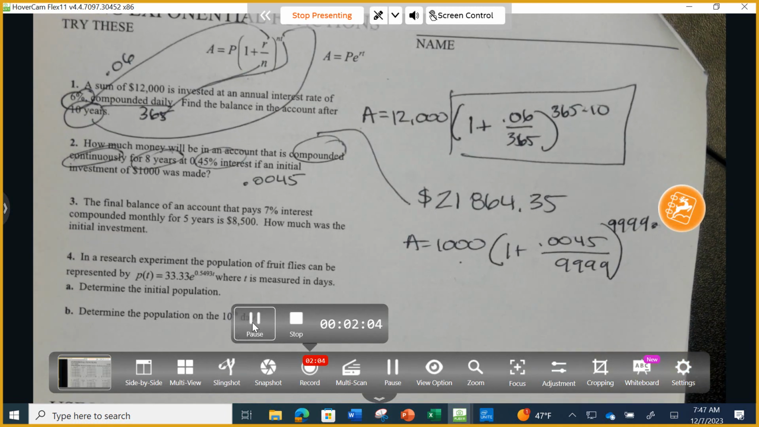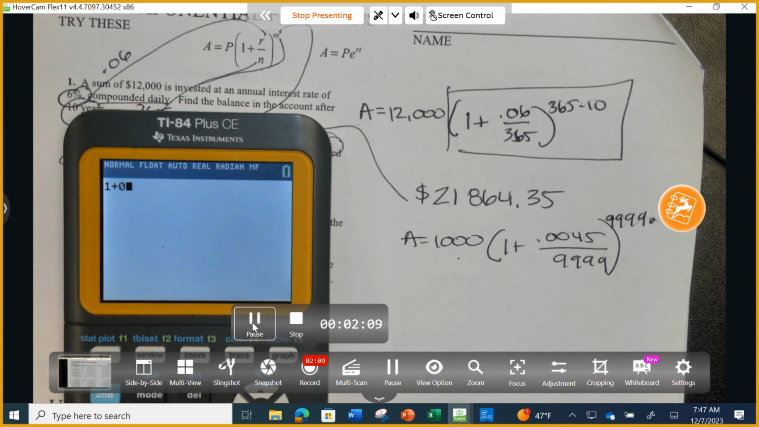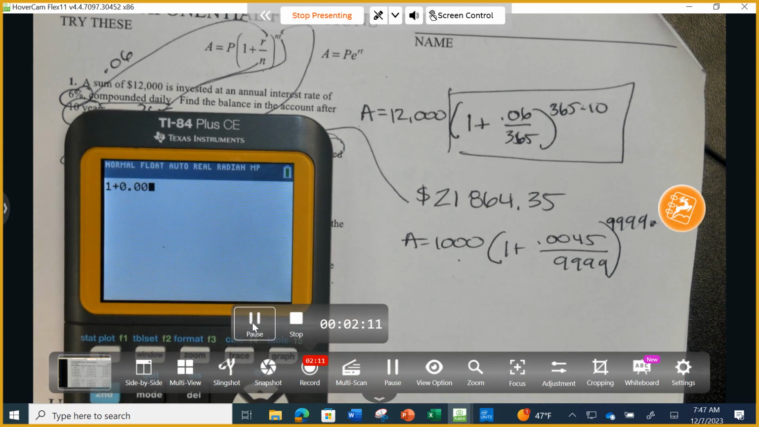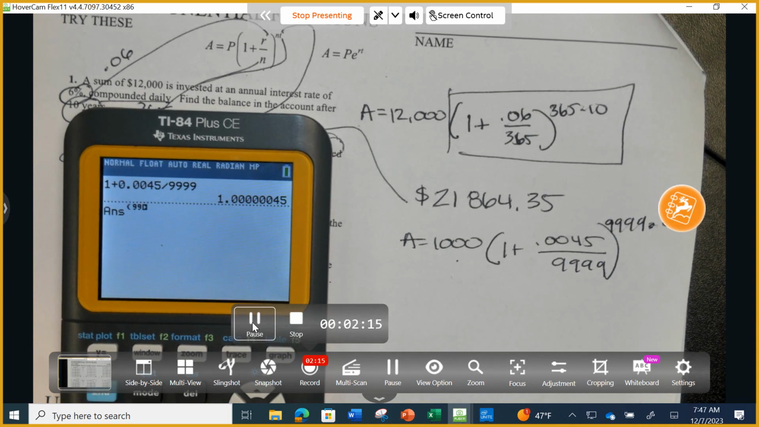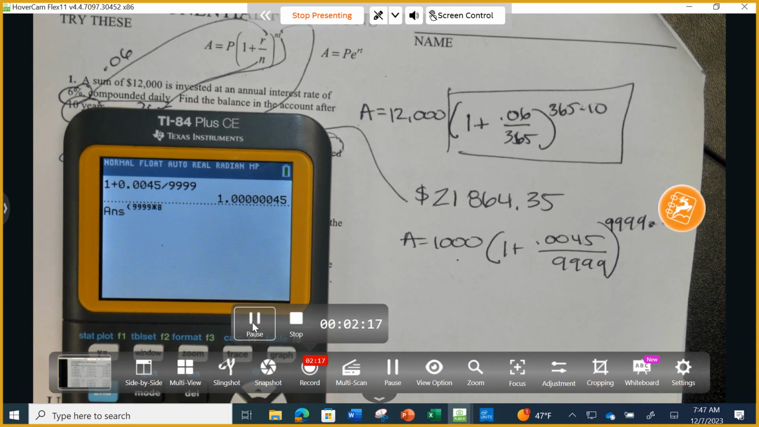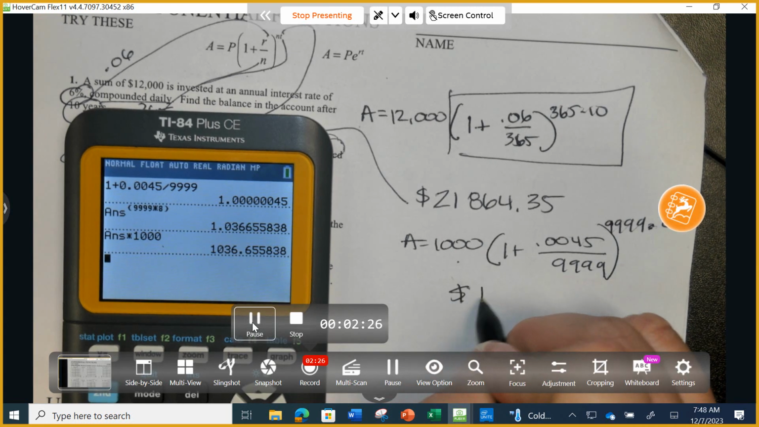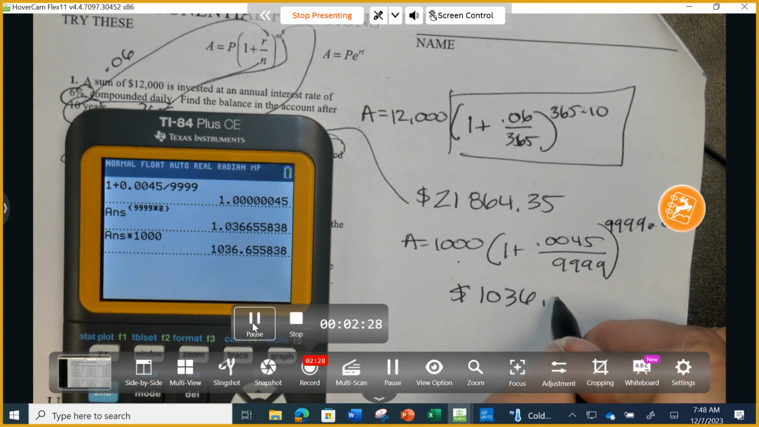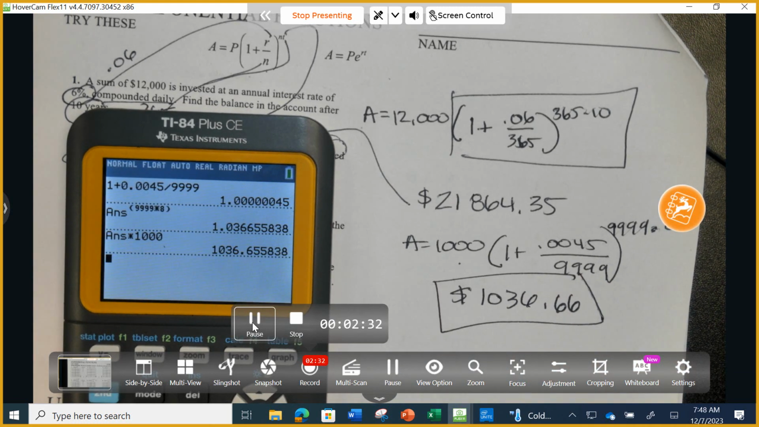Okay, I'm going to grab this graphing calculator here. I have 1 plus 0.0045 divided by 9999, and then I'm going to raise it to 9999 times 8. Get an answer and take it times 1,000. Now, when I take it times 1,000, this is what I end up with. I end up with an amount of $1,036.66. This is my final amount for number two.